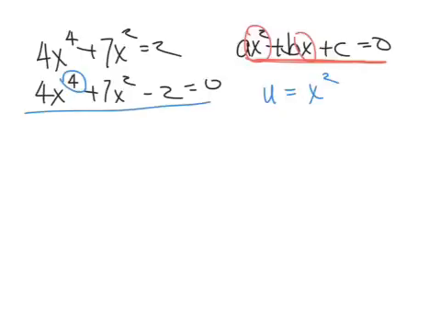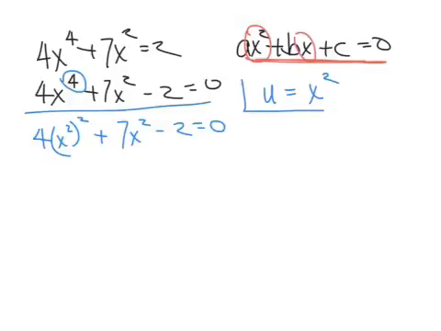Well, let's go ahead and write this as 4 x squared squared plus 7 x squared minus 2 equals 0, because this one is really the same as x to the 4th. Okay, now watch what happens. Whenever I see an x squared, I'm going to put a u in its place. Okay? Now I'm going to go ahead and solve it.